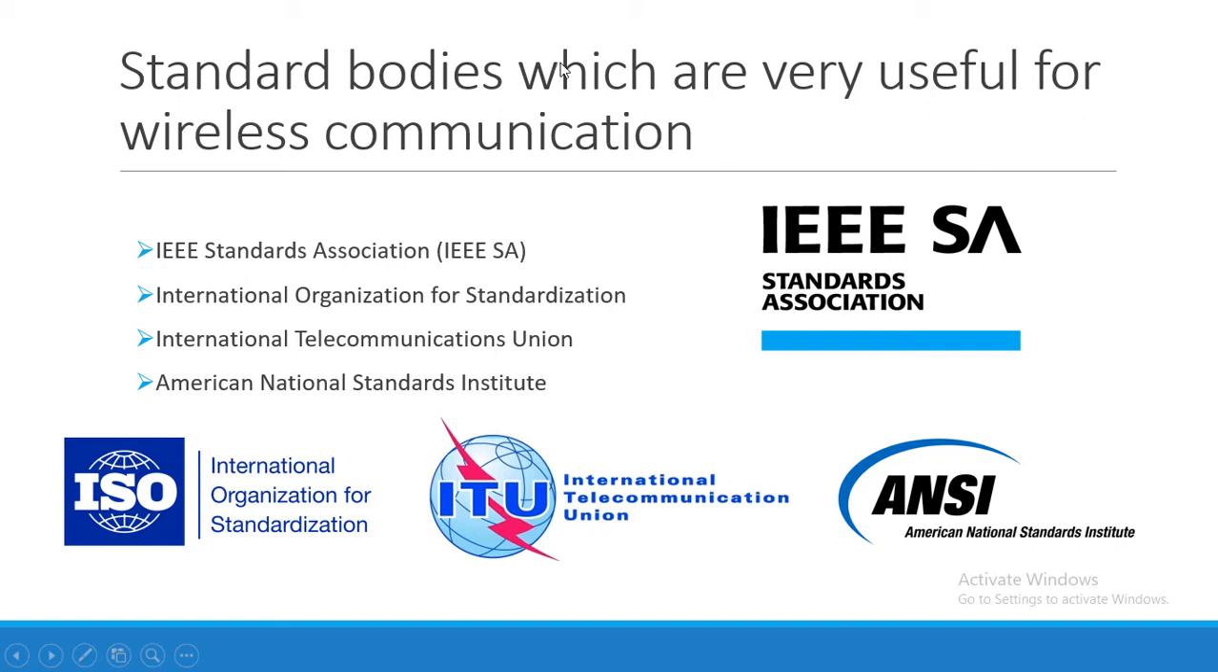Standard bodies which are very useful for wireless communication: IEEE Standards Association, International Organization for Standardization, International Telecommunications Union, and American National Standards Institute are some of the standard bodies which are very much useful for wireless communication. Those provide standards to establish secure and reliable wireless communication. Among them, the International Organization for Standardization provides recommendations for data communication interfaces, while ANSI coordinates the development of voluntary national standards and interacts with ISO to develop national standards that comply with ISO's international recommendations. ETSI and IEEE are standards bodies which are used commonly in wireless communication. Okay, now let's move to the next slide.